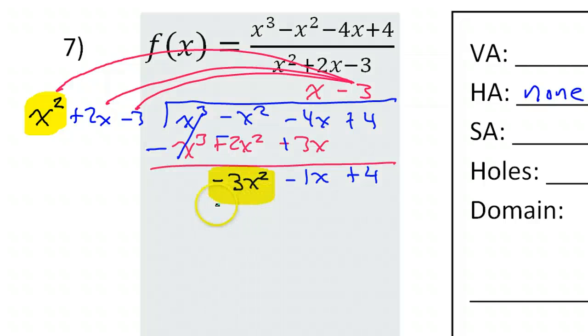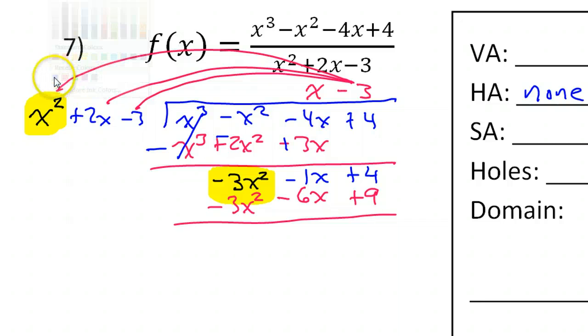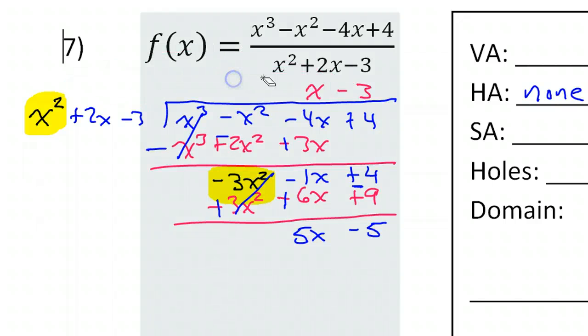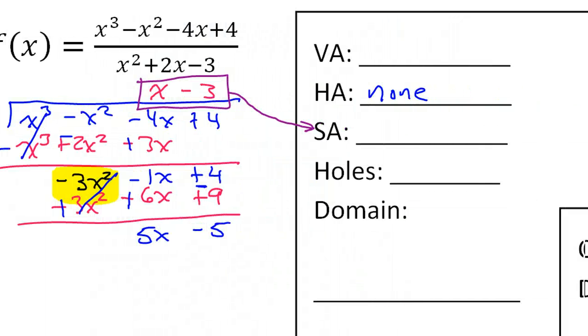Then I take my negative 3 and I distribute. Alright, negative 3 times x squared is in fact negative 3x squared like we wanted. Negative 3 times 2x is negative 6x. And negative 3 times negative 3 is positive 9. Alright, we will subtract by changing the signs. So this will become positive, this will become positive, and this will be negative. So these cancel out. Here you get 5x and minus 5. Okay, that's my remainder. But as far as the slant asymptote, I don't need to worry about that because the slant asymptote is just going to come from the quotient here. Alright, so this right here, the quotient is going to give me the slant asymptote. So the slant asymptote is going to be y equals x minus 3.